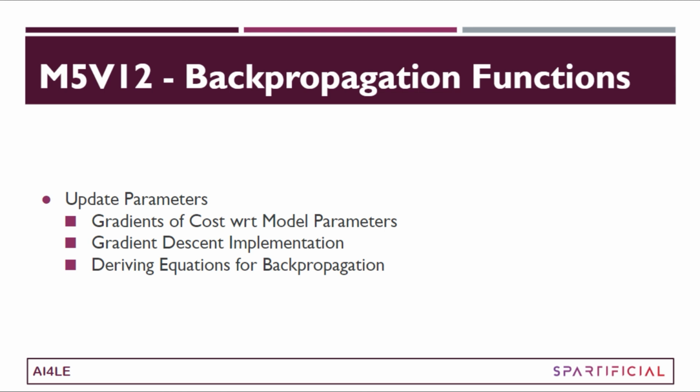Hello everyone, I welcome you all to the 12th video of module 5, and here we're going to talk about the gradients of the cost function with respect to model parameters, then what exactly is this gradient descent and how do we implement this, and finally we'll be deriving the equations for the backward propagation for the students who are really interested to try this out on your own system. So with this being said, let's get started with this particular video.